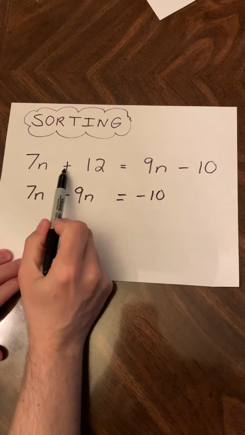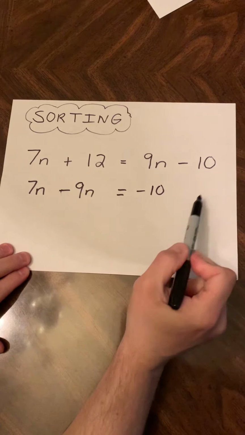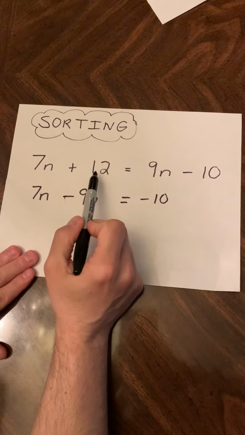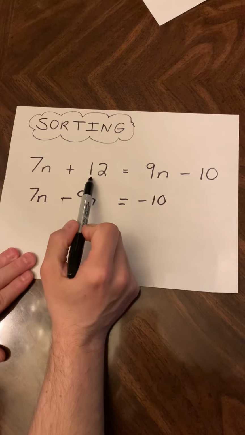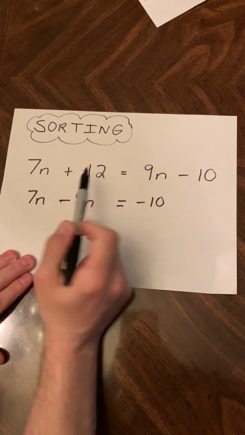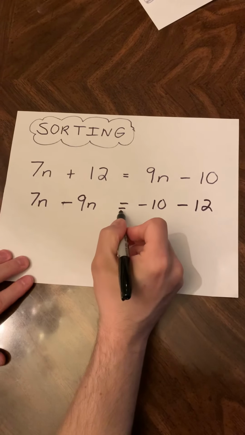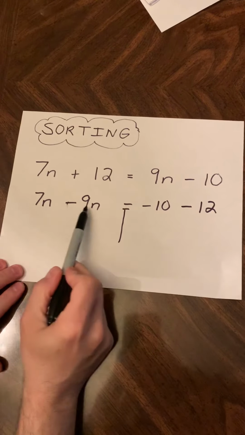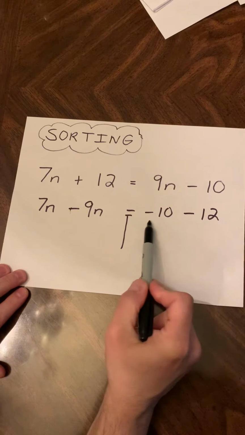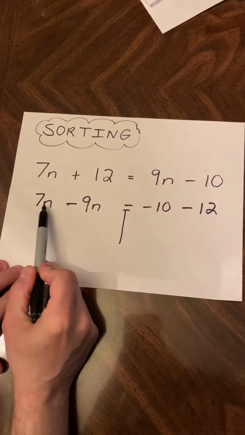Now my plus 12 is on the left side. I want to move it to the right side. Remember, when you change sides, you change signs. So right now this is a plus 12, and it becomes a minus 12 on this side. Here's my equal sign. So I got my two variables together and I have my two constants together. I can now combine them.